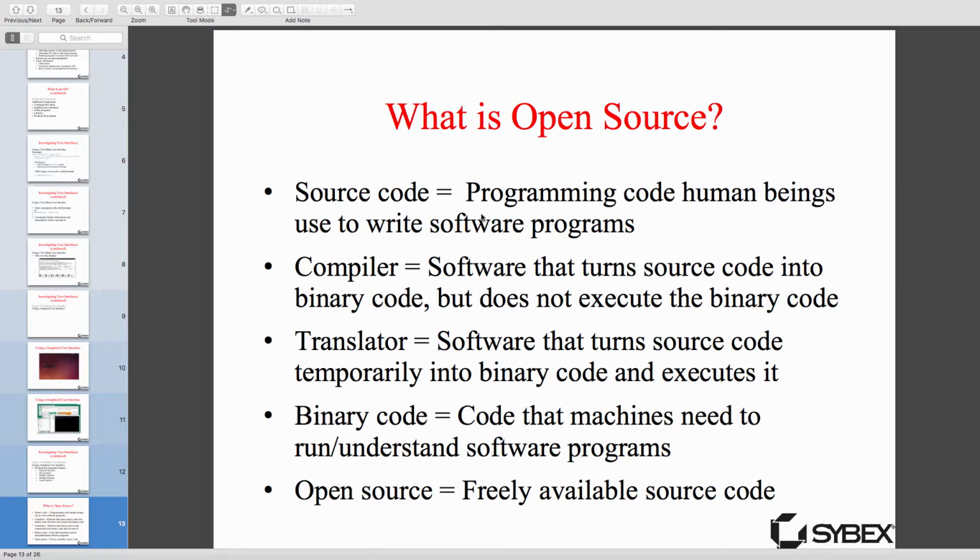Source code. Source code is a file that contains the programming code, for whatever programming language we're writing this in, that humans write to create software. And a compiler is something that takes that source code and turns it into binary code. So binary code is the actual machine instructions that a particular processor runs. So a compiler will target a specific processor in order to create that binary code.